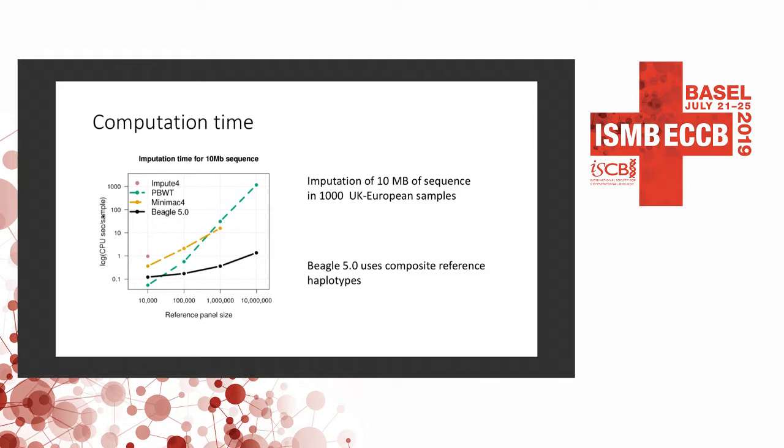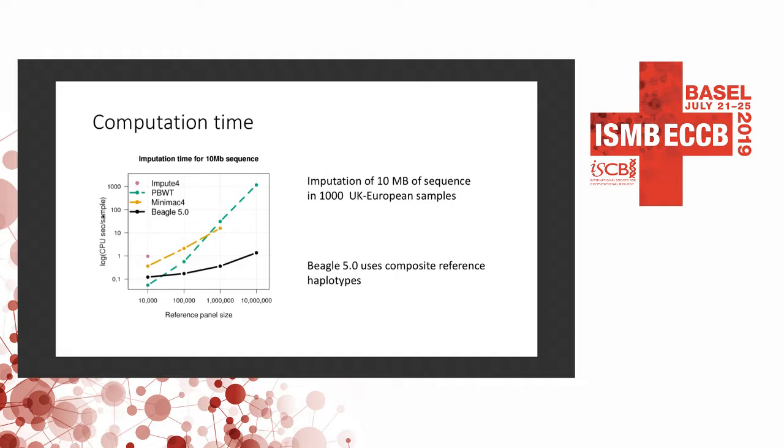So going through the methods, first one, Impute 4, it has an internal restriction when we ran it that requires the number of reference haplotypes to be able to be stored in a 2-byte integer. So that limits it to 65,000. So we just have one data point, the 10,000. The green is PBWT, and very impressively, it scales to 10 million, and this is its curve.